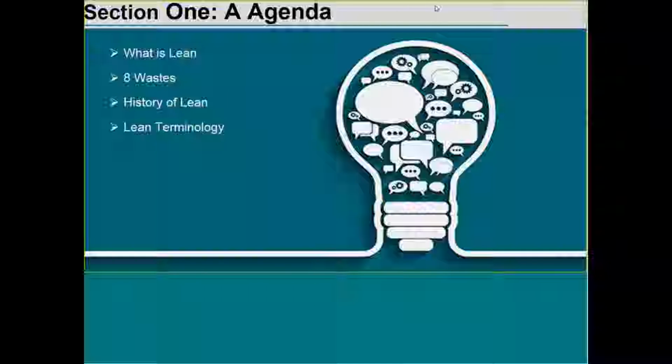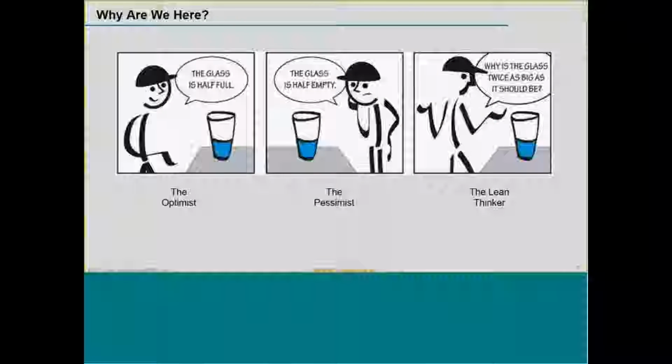The Section 1A agenda is very simple. First, we'll talk about what Lean is. We'll dive in to discuss waste in detail. We'll talk a little bit about the history of Lean and discuss a little bit of Lean terminology. But before we dive into it, I'd like to talk a little bit about why we are here.